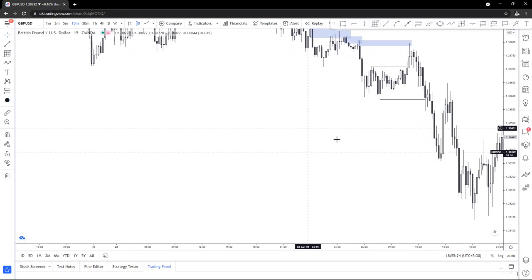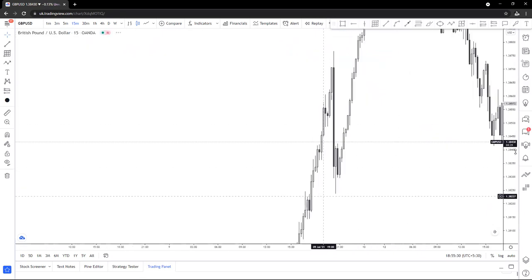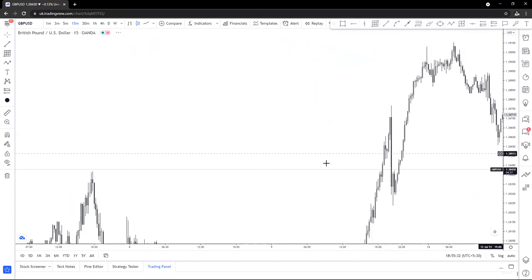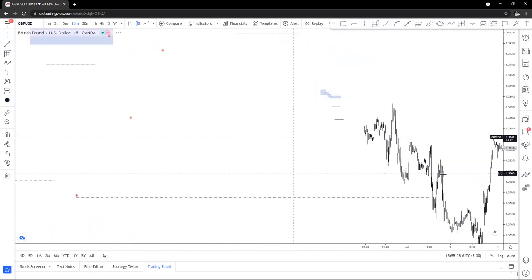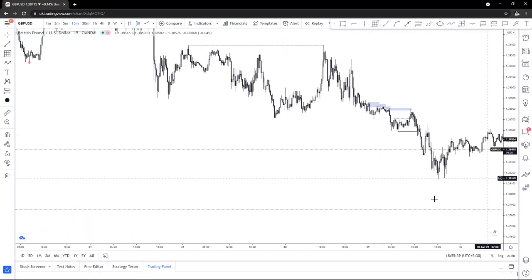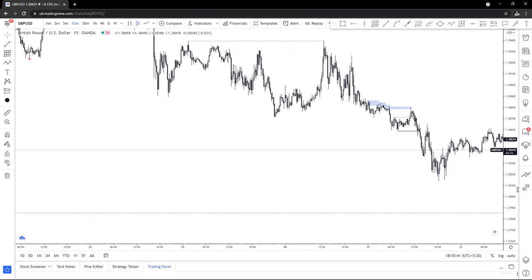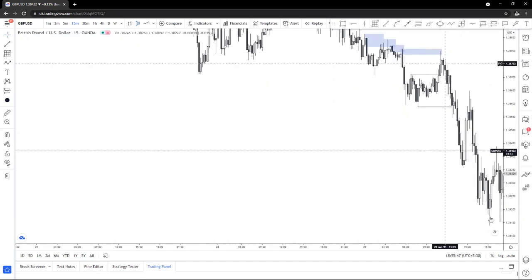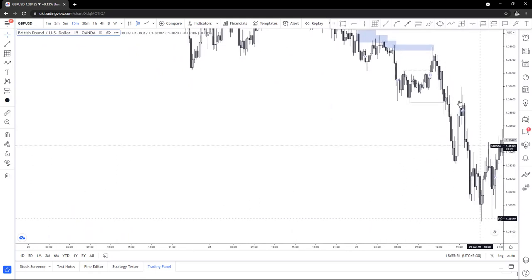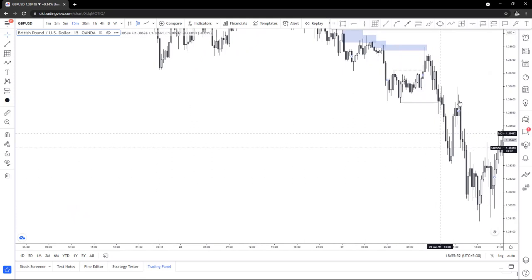Okay. Now, I told you, once a break of structure happens, a new range will be created. Right here, we have this range from this high to this low. Everything in between will be intermediate term structure, like I told you earlier.